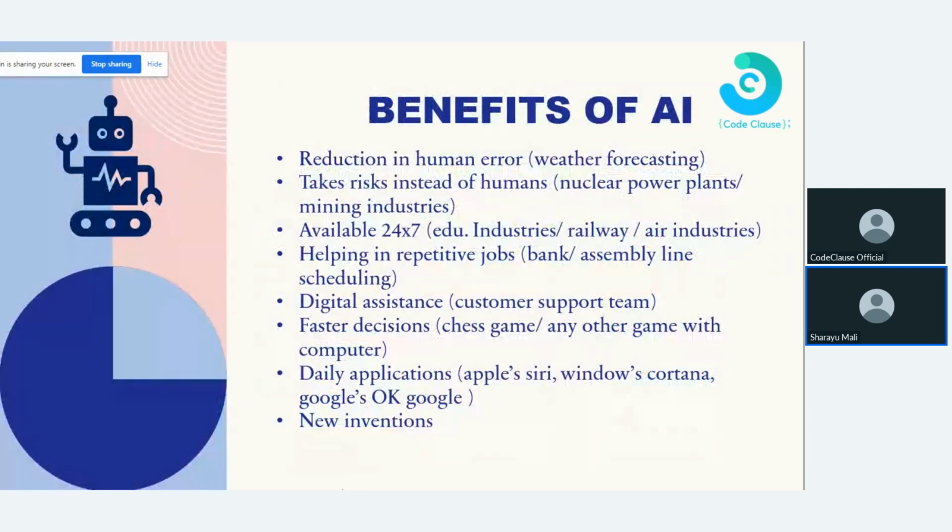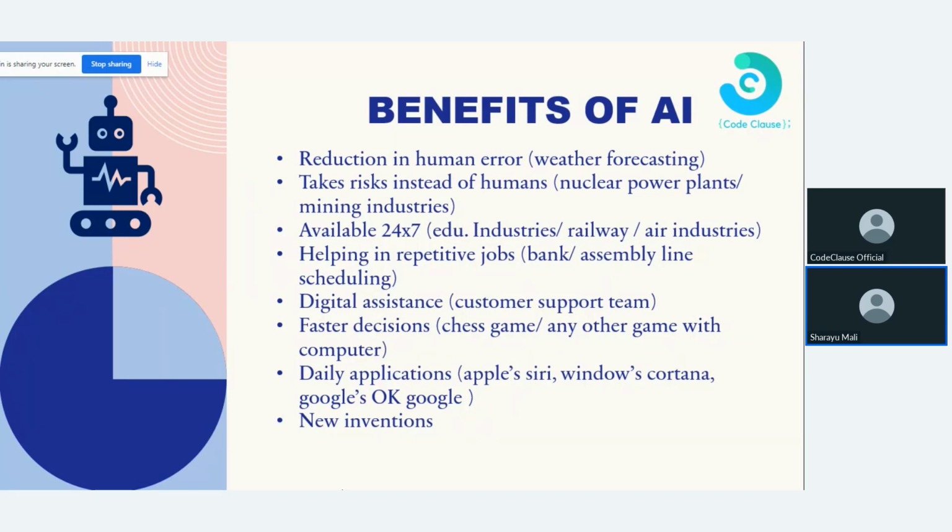So, what are the benefits of AI? Why is this technology so in trend nowadays? This is because AI models reduce the possibilities of human errors. For example, weather forecasting. It also handles a large amount of data, so weather forecasts created by AI do not have that many human errors. It also takes risks instead of humans, for example, in nuclear power plants and mining industries, where we can use AI.